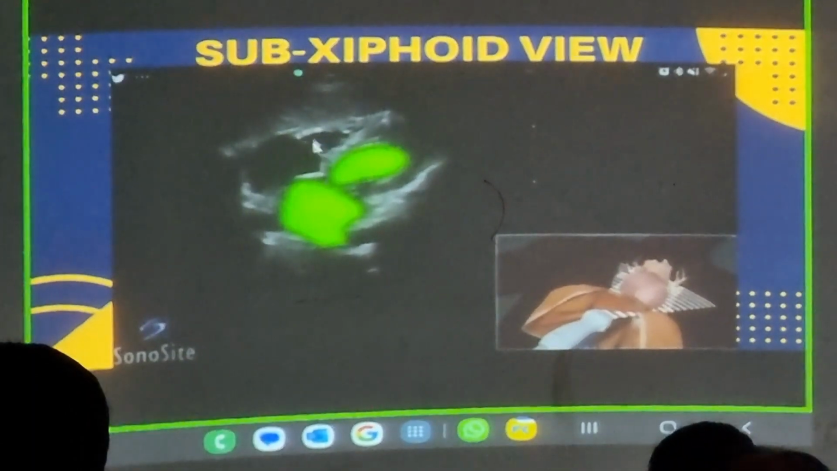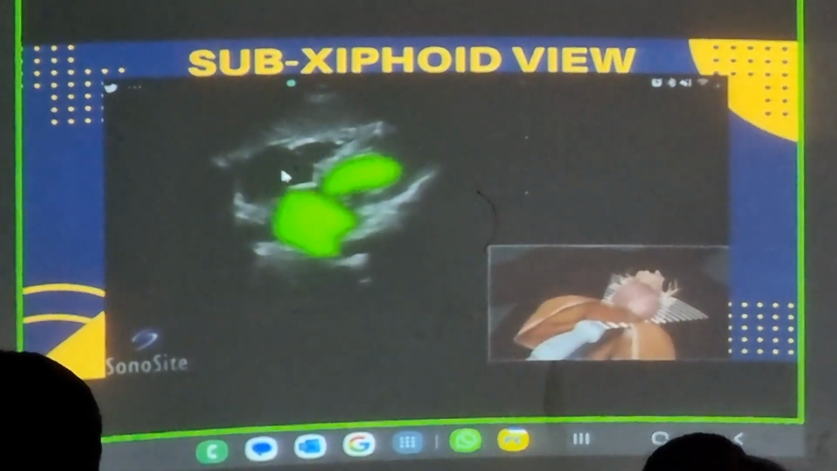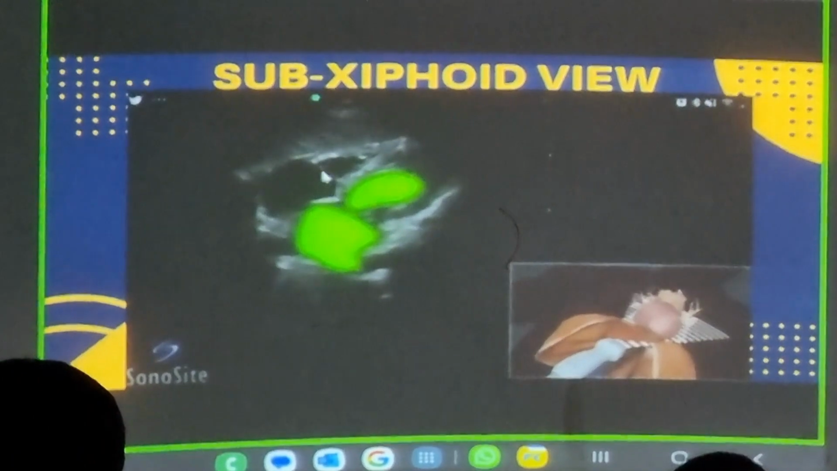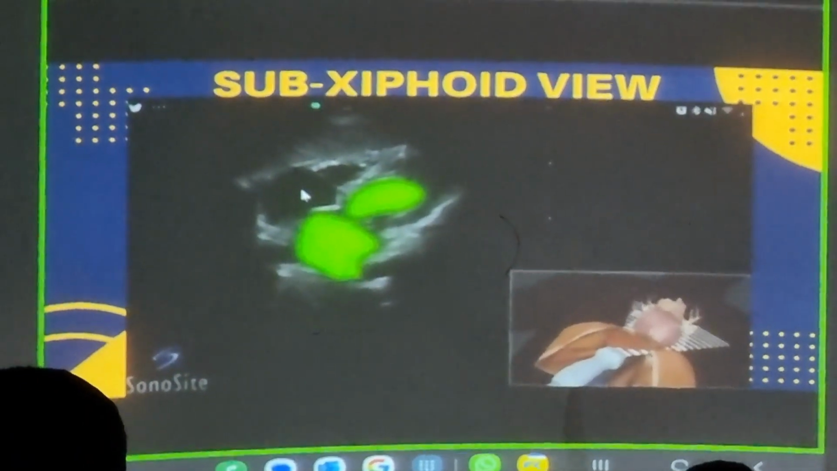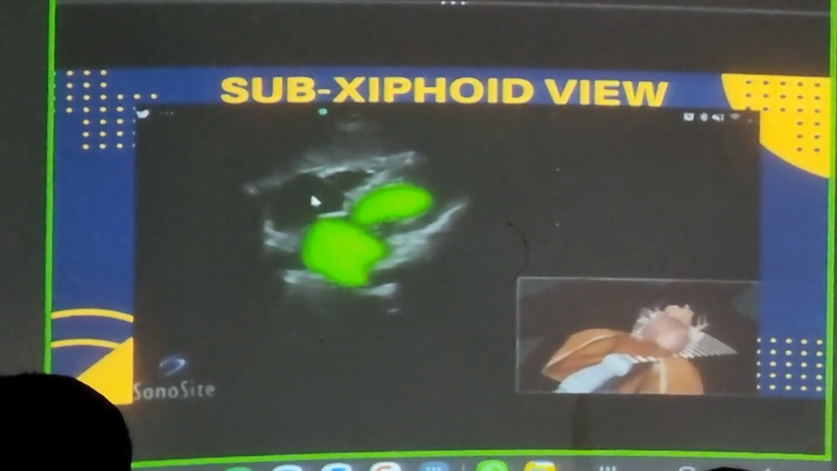Going through the liver. The liver is on the right side. Okay, and this is the right side of the heart, adjacent to the liver, and away from the liver is the left side of the heart.